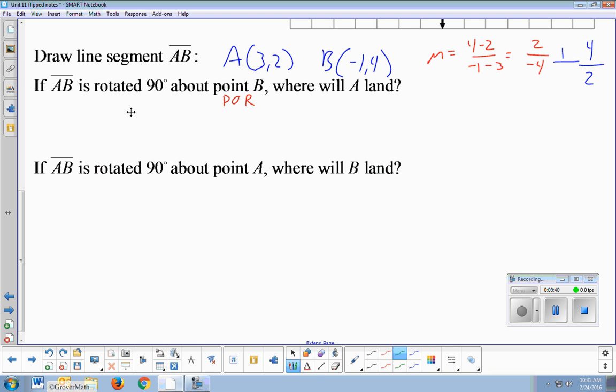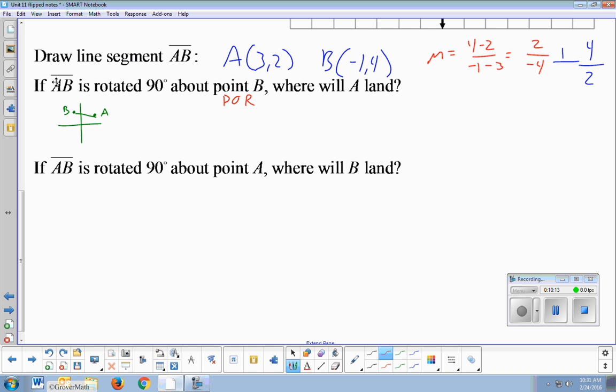But if we don't have a graph, I think it's worth it to draw a sketch, because you want to know which of these points is on the left and the right. That's helpful for figuring out, should my new point be above or below my point of rotation? I think that's really the key. So A is 3, 2. That's over here. And B is negative 1, 4, so that's over here. And it's important to know that the point of rotation is the left point.